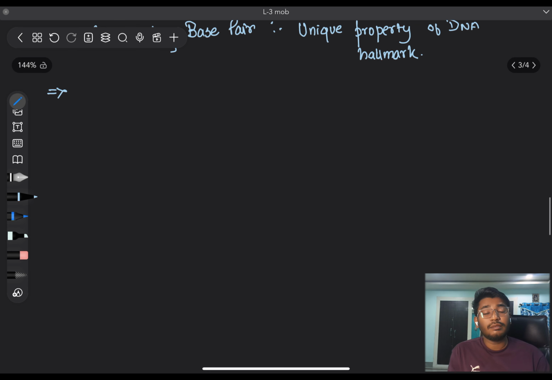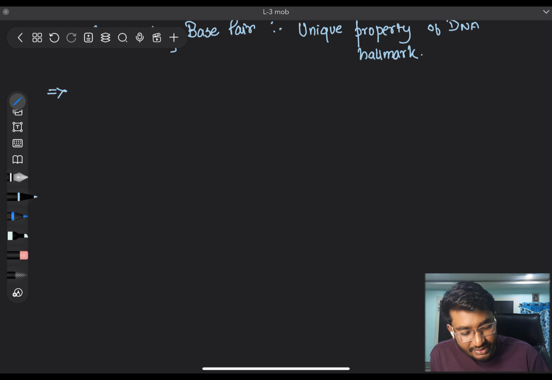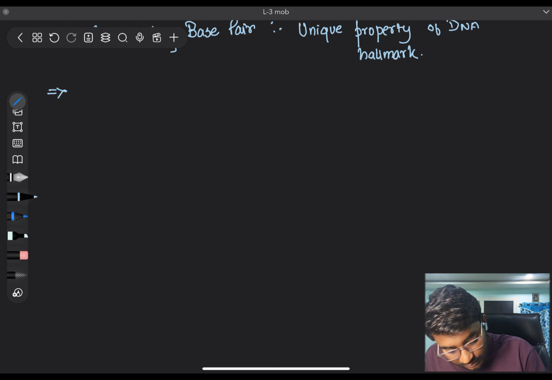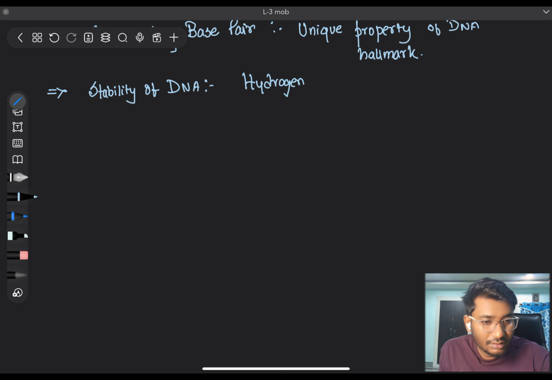Later you will come to know that RNA can also be taken as genetic material, but the stability of DNA is far better than RNA. So we consider DNA as the genetic material. Stability of DNA comes from hydrogen bonds.